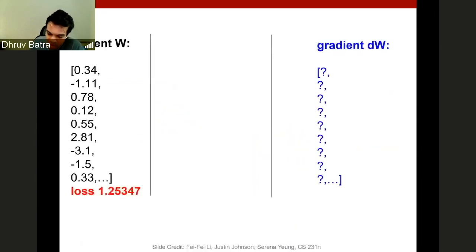So this is, for example, how you'd compute it. We are at a current w. This is our parameter vector w. This is our current setting, randomly initialized or wherever we're at. This is L of w. It has a particular loss value.